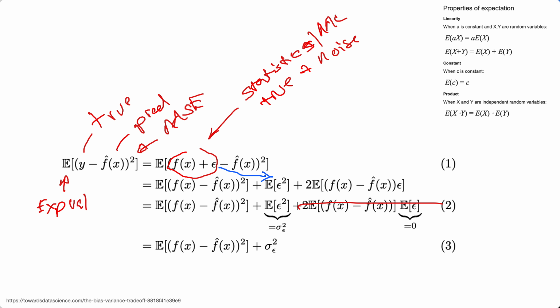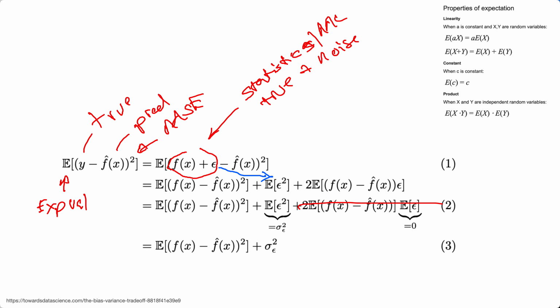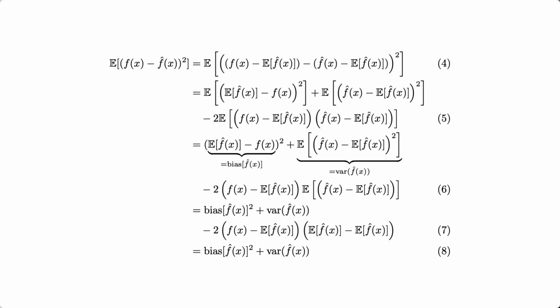Okay, ready? Let's do more. Because we can take this one and break it down further. So that's what we're going to do over here. So here's that thing, the difference between the true relationship and our estimated relationship. The mean squared error, the expected value of that mean squared error.